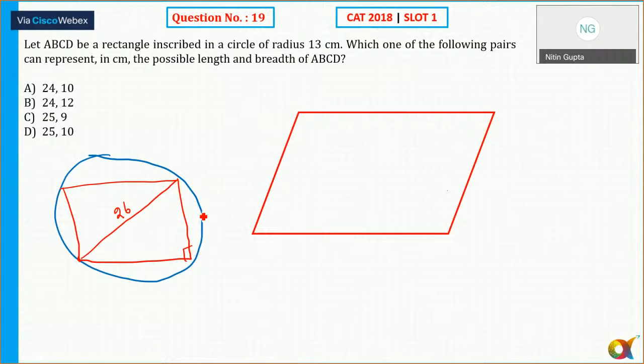So it must be a Pythagorean triplet. We can say this is equal to 2 into 13. So I think the possibility is the 5, 12, 13 triplet, yes or no? So 5, 12, 13 can be 5 into 2 and 12 into 2, with integer sides. So that is equal to 10 and 24. So the answer is option number A. This is the easiest question among all the 34 questions. Is that clear? Can I move to the next question now?